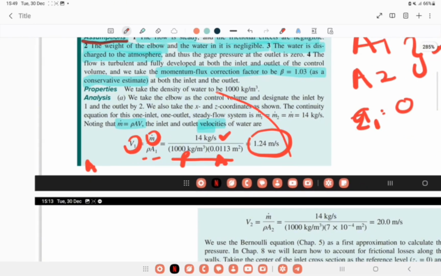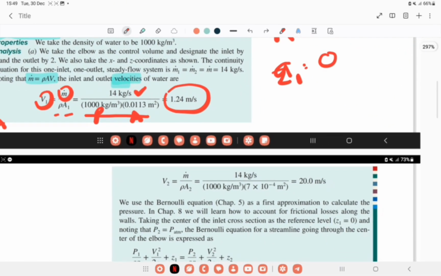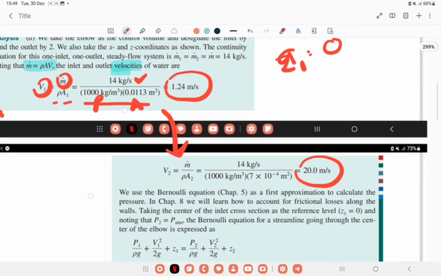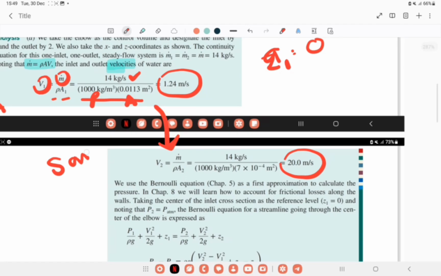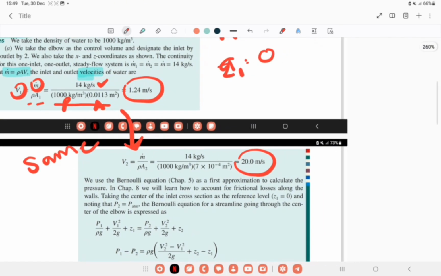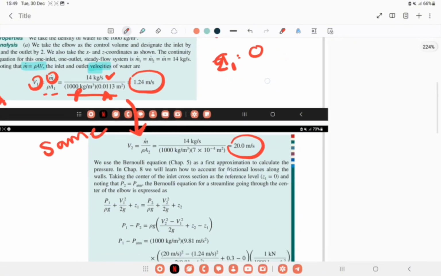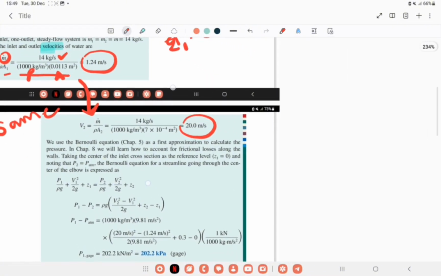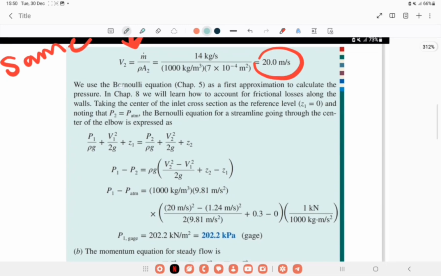1.24 meters per second. And then for the outlet velocity, we use the same equation. Outlet velocity is equal to mass flow rate divided by density multiplied by outlet area, and the final answer for outlet velocity will be 20 meters per second. This shows that velocity increases significantly as the area decreases.